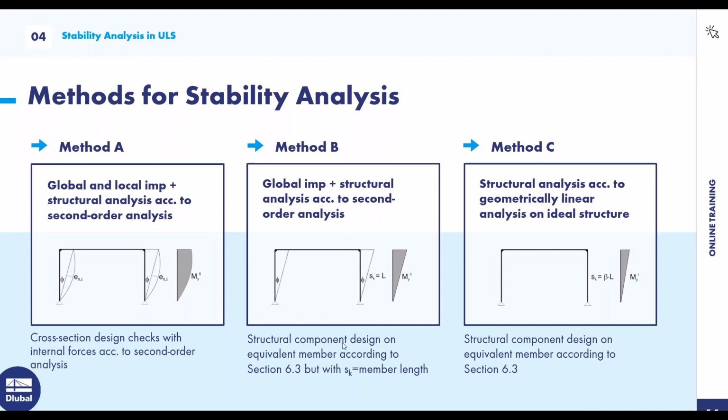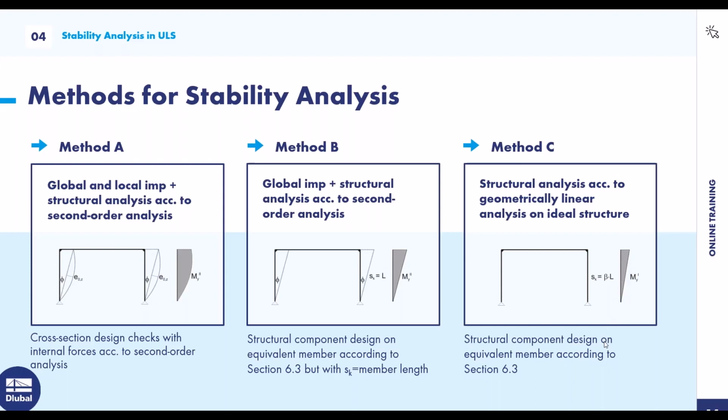And what's quite important, you have to consider the buckling length as the member length, not with a factor: Sk is equal to the length. Okay, then method C: structure analysis according to geometrical linear analysis on the ideal structure, but in that case with the real buckling length.